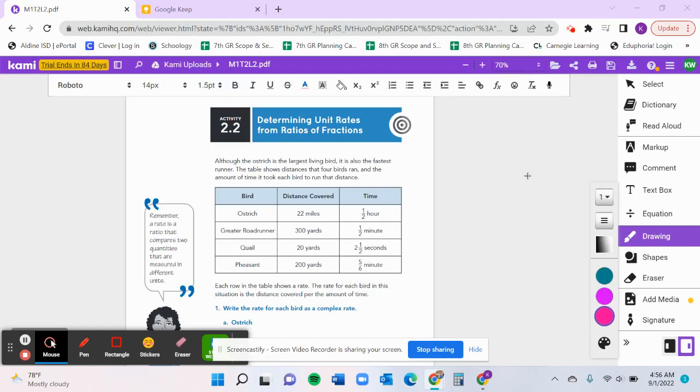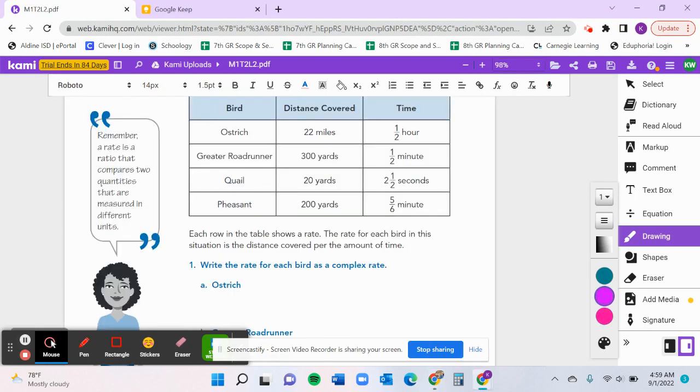This is 7th grade, Module 1, Topic 2, Lesson 2, Activity 2.2. Go ahead and pause here and read the activity description. Now that you've read the description, you are going to answer question number 1. It reads, write the rate for each bird as a complex rate.